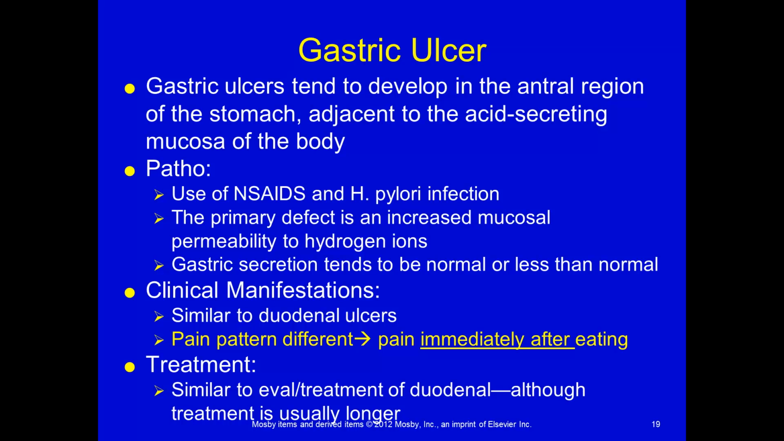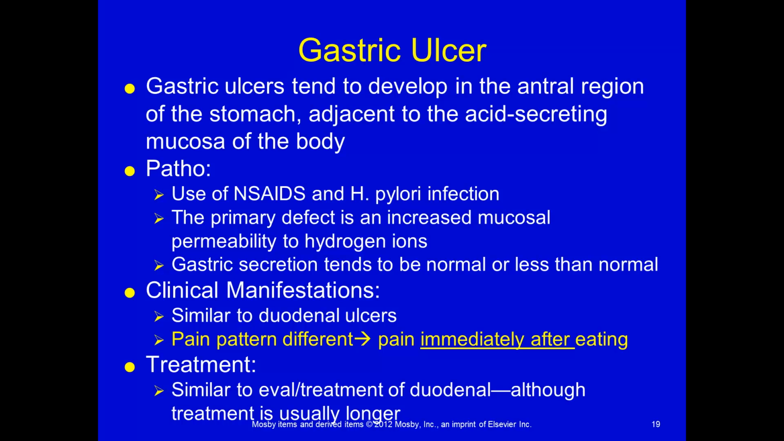The pathophysiology is very similar to that of duodenal ulcers. So again, the use of NSAIDs and an H. pylori infection certainly increase the patient's risk. The primary defect is an increased mucosal permeability to hydrogen ions, and gastric secretions tend to be normal or less than normal. So it's really not necessarily the gastric secretions, it's this issue of the breakdown of the mucosal lining because of these other pathophysiological reasons.